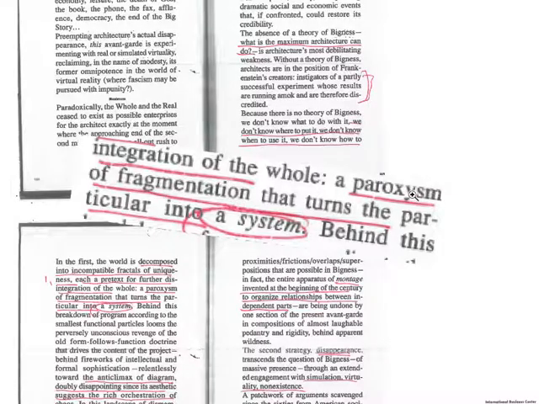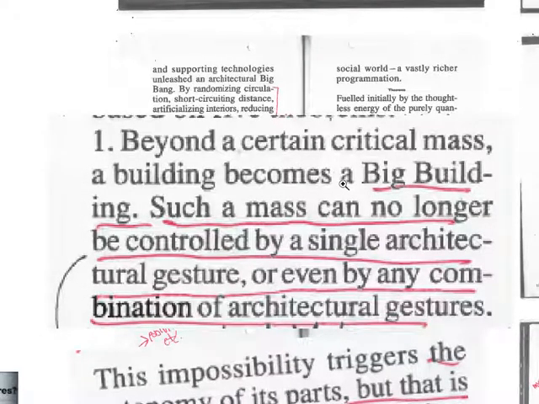And part of this also comes from a recognition of something that's talked about in Bigness, which I think is really important, where he says, beyond a certain critical mass, a building becomes a big building. Such a mass can no longer be controlled by a single architectural gesture or even by a combination of architectural gestures. Now, we can think about this as a building, but this is also, in a way, recognising that the shopping mall is increasingly the main urban structure we have. The relationship between the shopping mall and infrastructure is one of the central things.